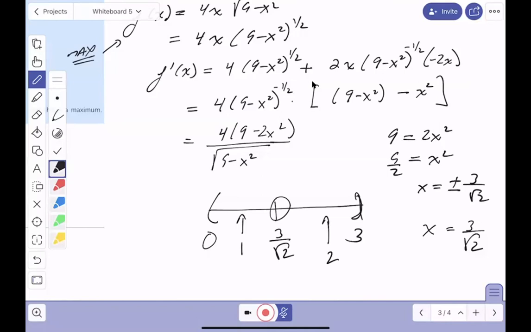Oh, maybe I made a mistake there. Let me take a look at that. Did I do okay there? 9, 3, 2. Yeah, I think I did it right. Let's put the 1 in. What do you get? We put 1 in. Let's see. 1 would give you on the bottom a positive number, on top a positive number. And then 2.